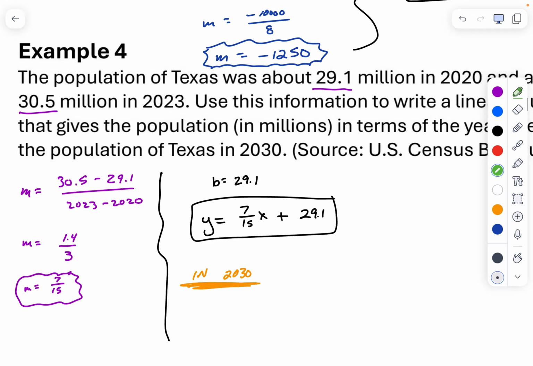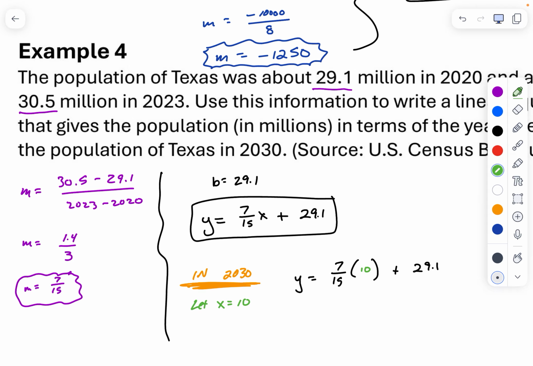Well, all that we really need to do is figure out what does x equal in the year 2030. So remember, we said that for our model that we're building, it's as if year 0 was 2020. How much later is 2030? How many years later? Is it 10 years? So all that we're going to do is let x equal 10, aren't we? So in our model, we're going to write that y equals 7/15 x plus 29.1, and we are going to allow x to equal 10.